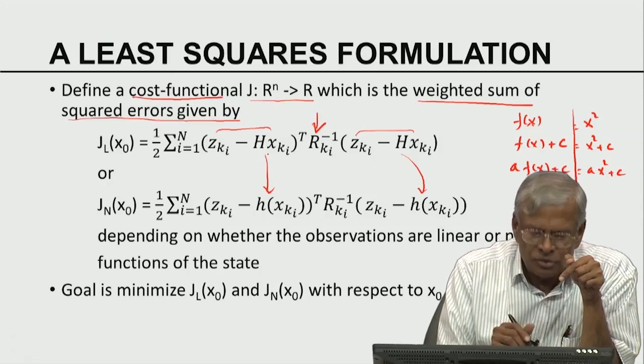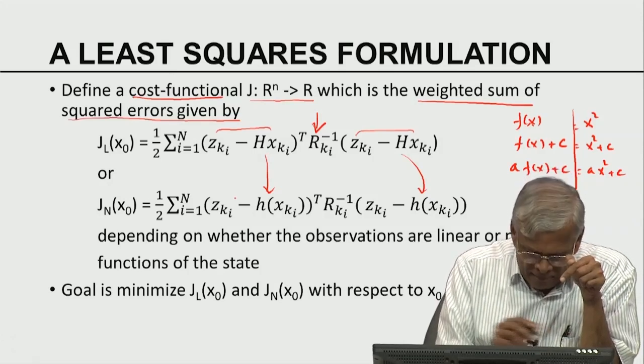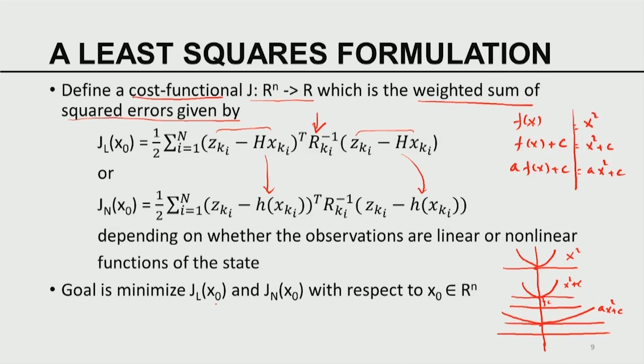So I would like to add a comment to say that JL of X naught or JN of X naught are implicit functions of the initial state. And our job is to be able to minimize these implicit functions of the state, being the initial state. That's the challenge associated with this formulation in the dynamic case.